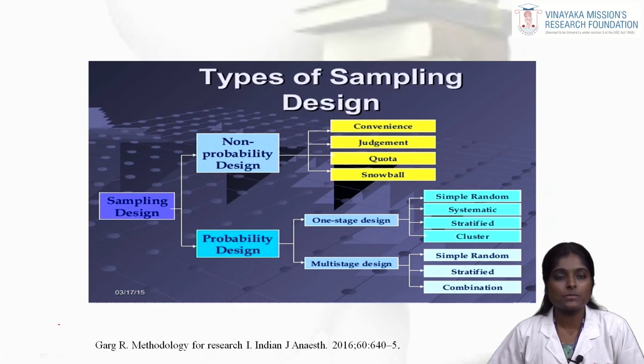So we have various types of sampling designs: non-probability and probability designs. Non-probability is nothing but non-random sampling. Probability is random sampling. Random sampling can be simple random, systematic, stratified, cluster, or multi-stage or multi-phase sampling. Non-probability can be convenience, judgment, quota, or snowball sampling.